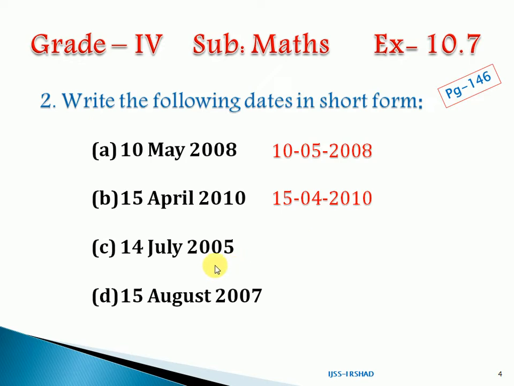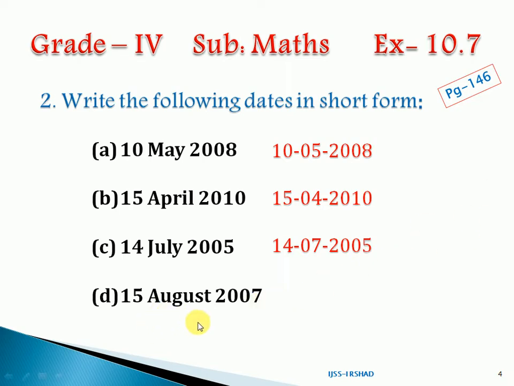Now 14 July. You just have to write the month for July. So which month is this? It is the 7th month, so you can write 7 there. So 14/7/2005. How are we separating the day, month and year? By a hyphen. So you have to put a hyphen. This is the short form of date. This is the way you can write the date in a short form.